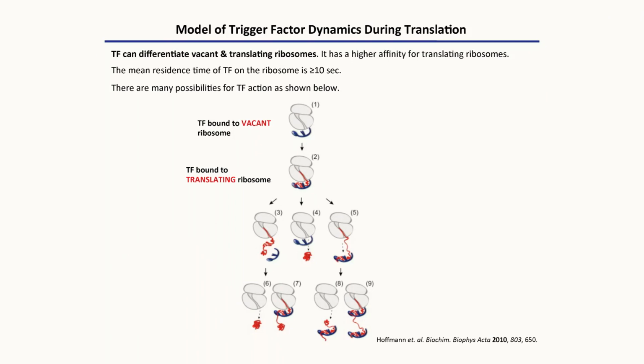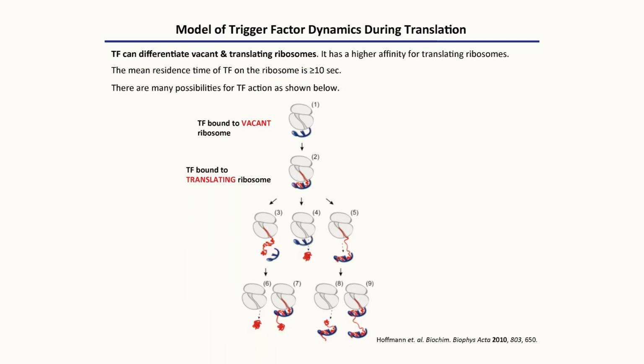So let's look at some aspects of a model for trigger factor dynamics during translation. So as I said, it can differentiate the vacant and translating ribosomes. What's been found from in vitro studies is that the mean residence time on the ribosome is about 10 seconds. So what are the possibilities? One, trigger factor can bind to a vacant ribosome, and that's shown here. And it can bind to a translating ribosome, and it does this with higher affinity, right? So greater K on.